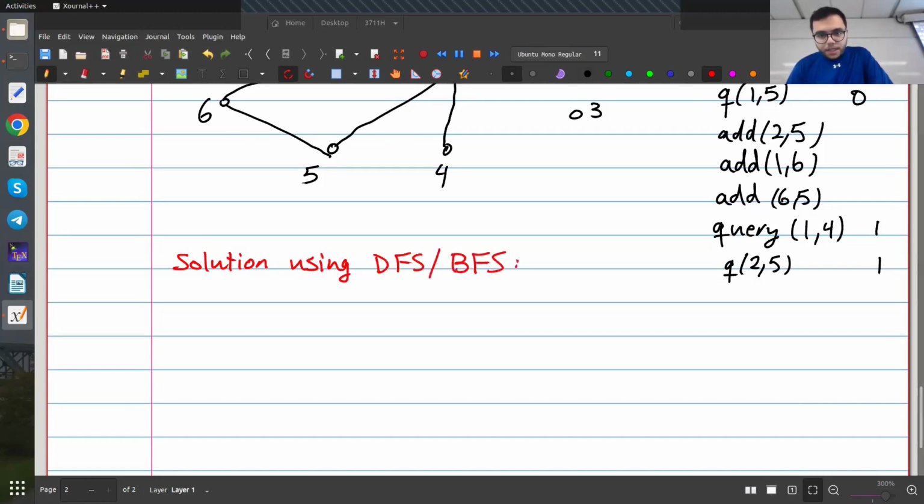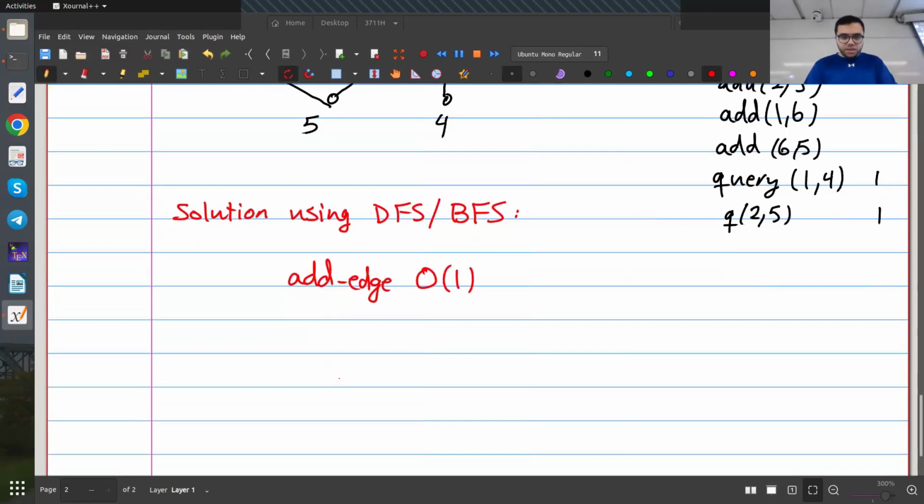But how much time does it take? So every add is going to take constant time, every time that I'm adding an edge, right? Because when I'm adding an edge from u to v, I'm just changing the adjacency list of u and the adjacency list of v. I'm just adding one element in each of them. It's a vector, addition is O(1). But now every time that I'm doing a query, that's actually taking O(n + m), where n is the number of vertices and m is the number of edges that were added before this query, right? Because I'm doing a DFS.